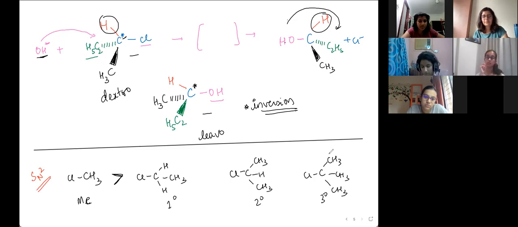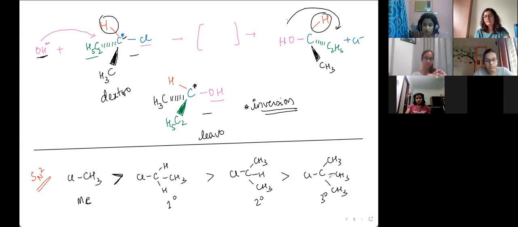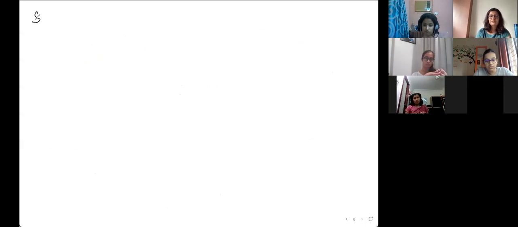Compare that to tertiary, where there are bulky groups. If you have to insert another nucleophile here, it's very crowded. So methyl is going to be the most reactive, followed by primary, followed by secondary, followed by tertiary. So tertiary is least reactive towards the SN2 mechanism. That is why tertiary prefers a different way to undergo the substitution reaction, which is the SN1 mechanism.